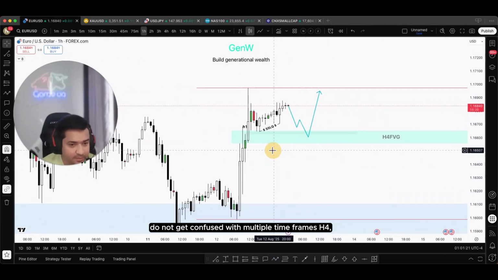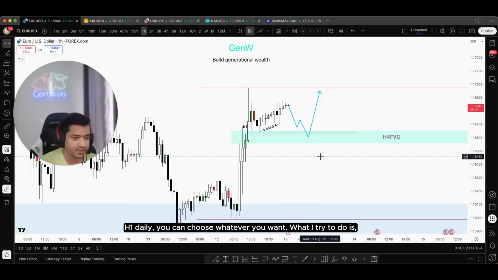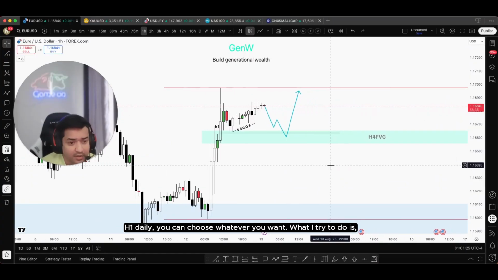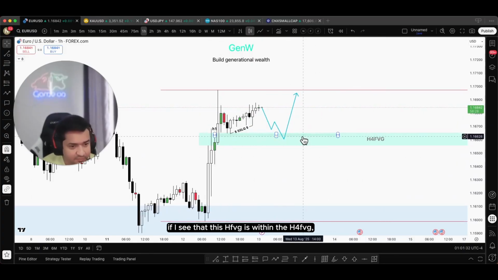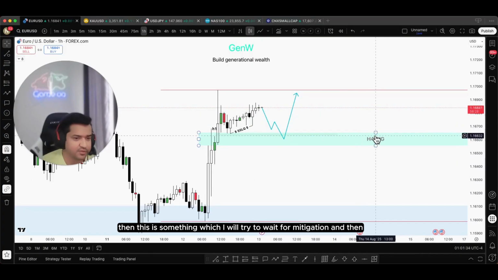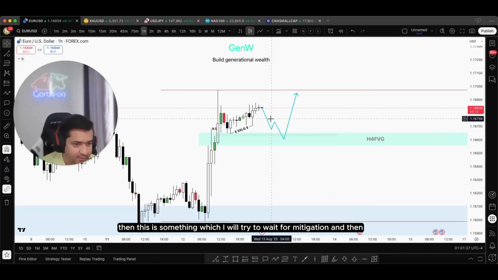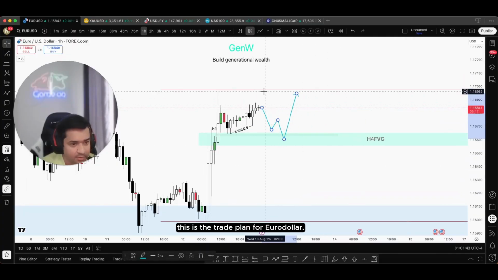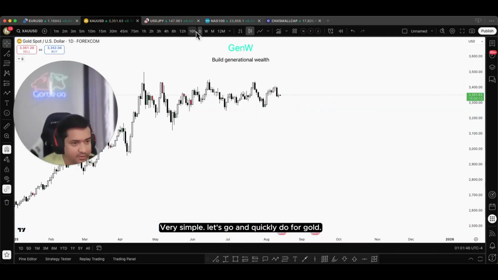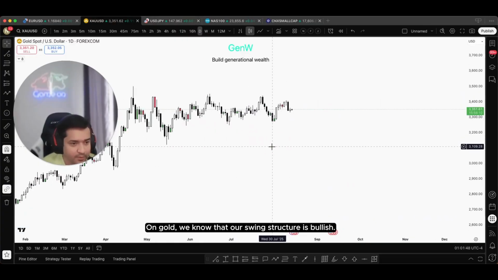Do not get confused with multiple time frames, H4, H1, daily. You can choose whatever you want. What I try to do is use multiple time frames to simplify my analysis. If I see that this H1 FVG is within the H4 FVG, then this is something for which I will wait for mitigation and then possibly take a long entry idea. This is the trade plan for EURUSD. Very simple. Let's go and quickly do gold.